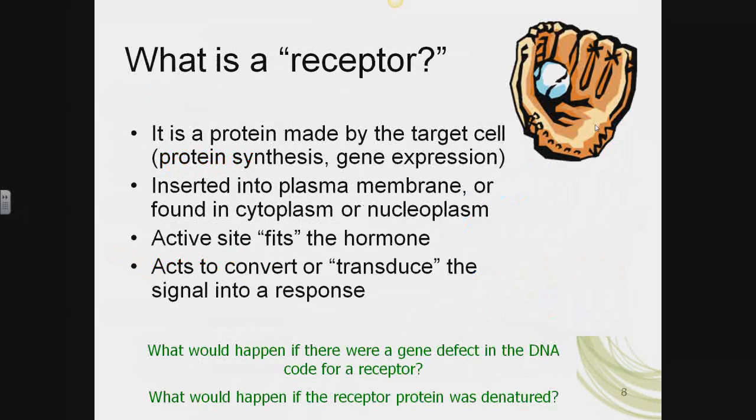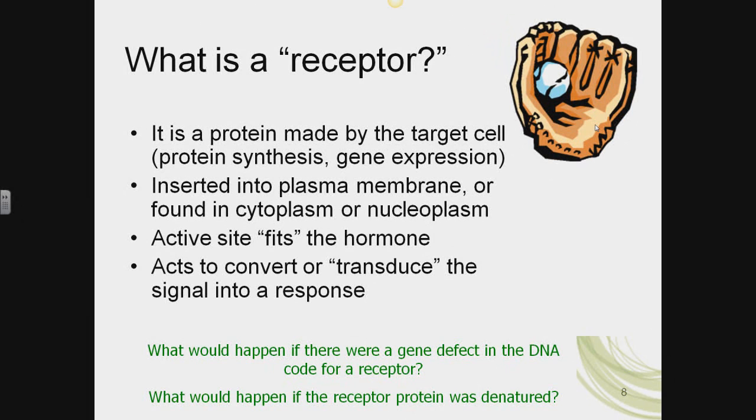What is a receptor? A receptor is a protein, and proteins are expressed from genes. We've talked about gene expression. And a protein being made from gene expression means that if you're going to have a functional receptor, you best have a gene that is not mutated nor damaged.